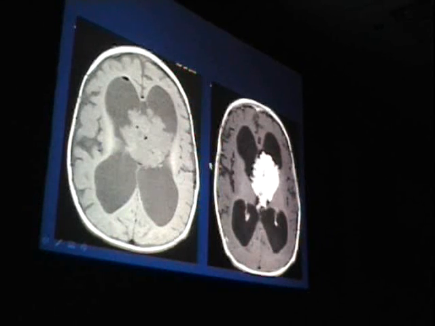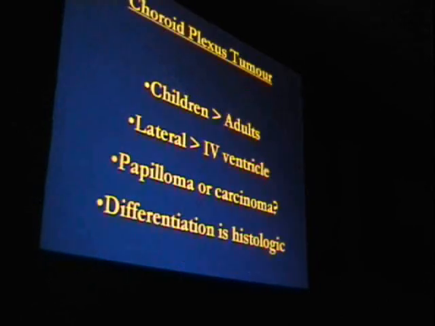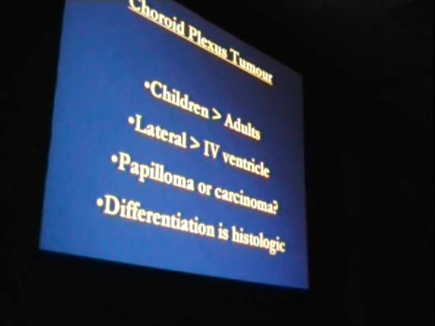The post-contrast image shows very intense enhancement. So this is clearly a choroid plexus tumor, given the very extensive enhancement and the cauliflower-like appearance. These are more common in children and are more often in the lateral ventricle. When they do occur in adults, they're usually in the fourth ventricle. The big differentiation is whether this is a carcinoma. There are some features on MR, which I'll go over in a moment. Essentially, the differentiation is histologic.